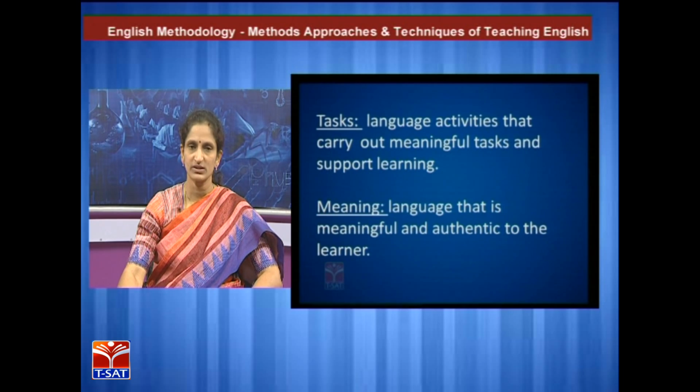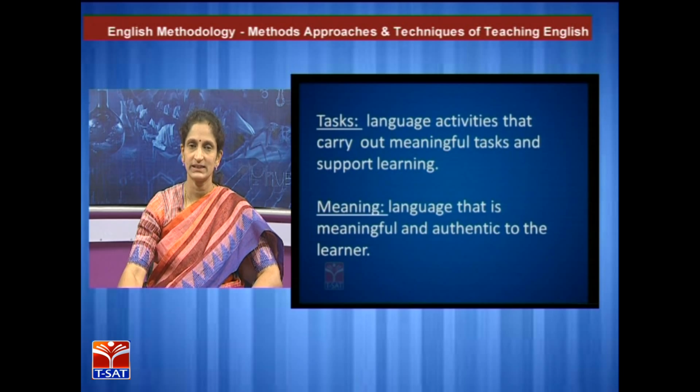And the next principle is meaning: language that is meaningful and authentic to the learner. Whatever information the language teacher is giving to the students, as well as whatever information they receive from the textbooks or from the speaker, should be meaningful. If there is no meaning, if it is not worthwhile or if it is not authentic, definitely the learning process will not take place.